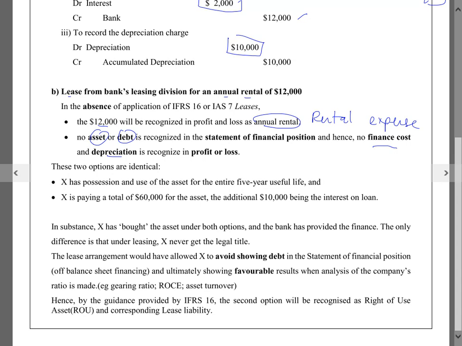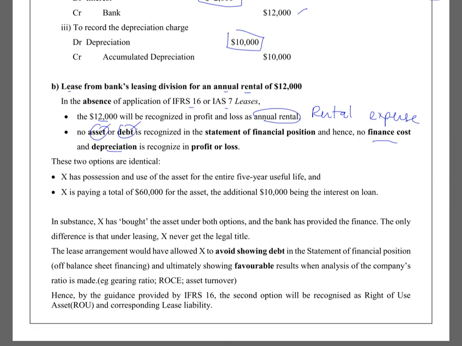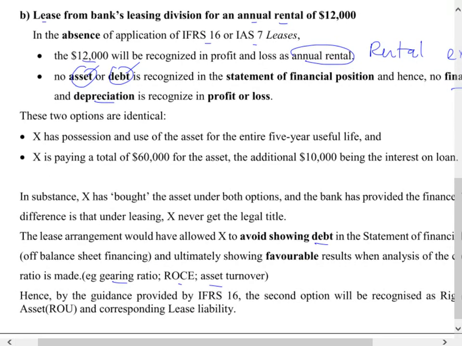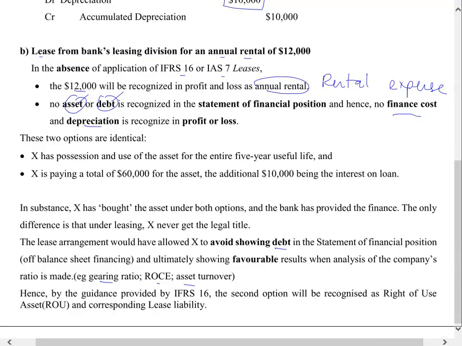So when IFRS 16 is applied, I have to apply substance over form, meaning I'm going to recognize the asset and at the same time the liability. So I cannot hide from this liability. I cannot avoid showing the debt, which is going to affect my gearing ratio, ROCE, and asset turnover. Is it okay?